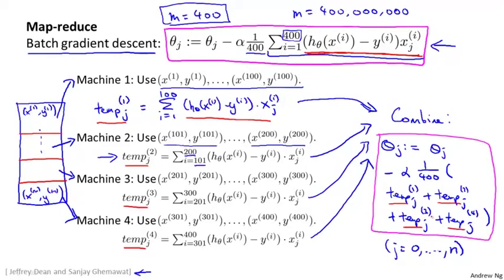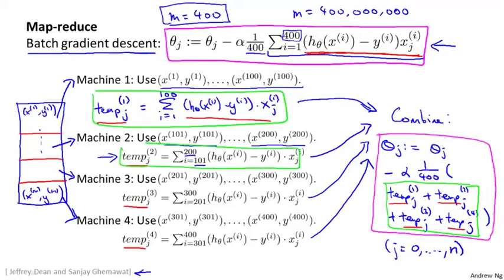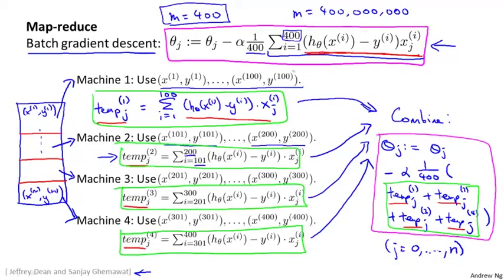And so of course the sum of these 4 things is just the sum of this plus the sum of this plus the sum of this plus the sum of that, and those 4 things just add up to be equal to this sum that we were originally computing in batch gradient descent. And then we have the alpha times 1/400, and thus this is exactly equivalent to the batch gradient descent algorithm. Only instead of needing to sum over all 400 training examples on just one machine, we can instead divide up the workload on 4 machines.